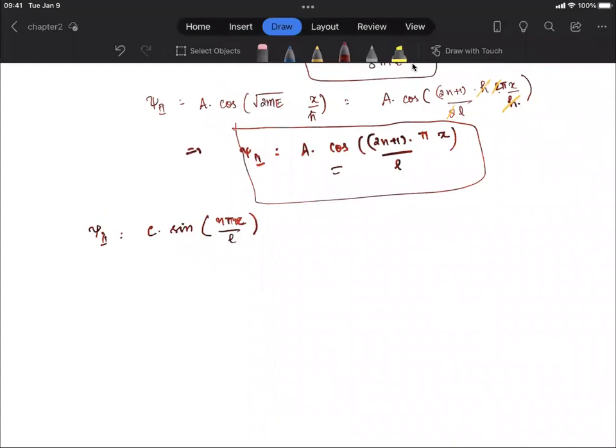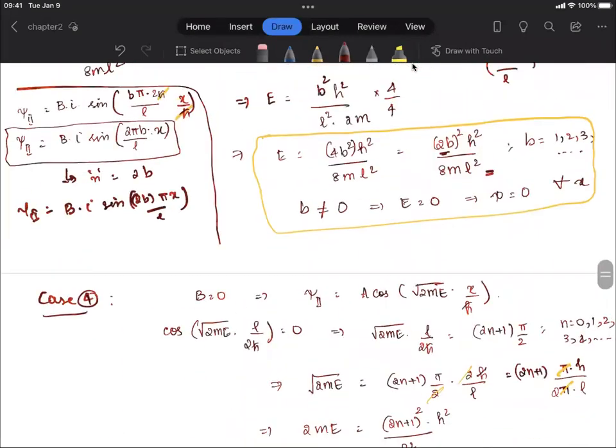Now, if we notice that in this part of the equation, 2n plus 1 takes the values of 1, 3, 5, 7, 9, 11, and so on. It takes the values of odd integers, right? Depending on n equals 0, 1, 2, 3, and so on, you can have 2n plus 1 to be 1, 3, 5, 7, and so on.